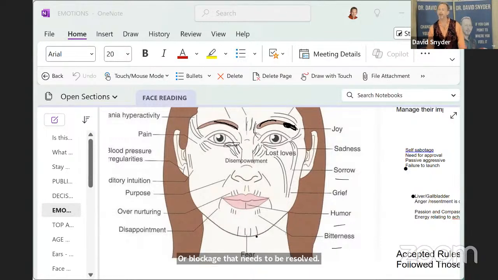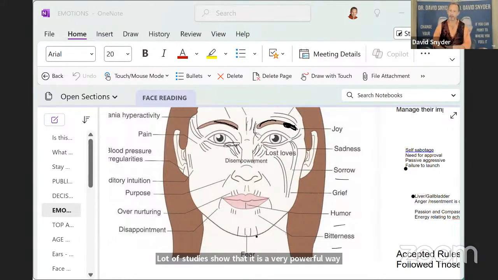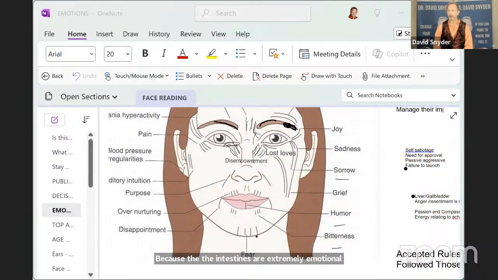Is the best way to remove intestinal issues through hypnosis and or regression? A lot of studies show that it is a very powerful way to remove those things because the intestines are an extremely emotional organ, and they often take the emotional load from other organs who are more sensitive. So I'm going to give you a qualified, definite maybe on that because I have to be careful what I say in environments like this. Samantha says, thank you.